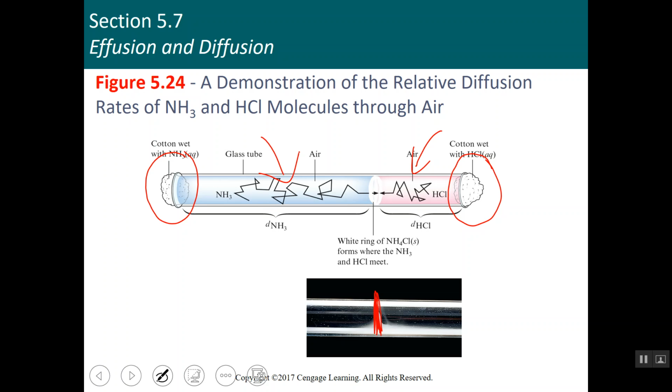Hydrogen chloride is about 36.5 grams per mole. Ammonia is about 17 grams per mole. And so you would expect the ammonia to move quicker, to have a higher velocity than the hydrochloric acid, because the ammonia has a much smaller molar mass.